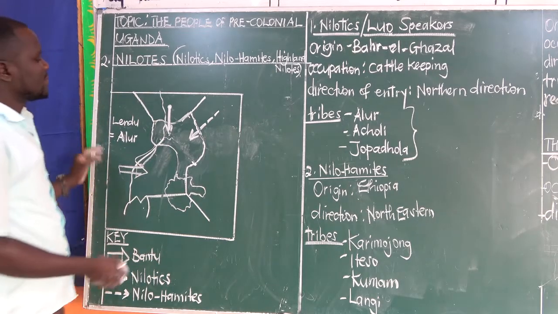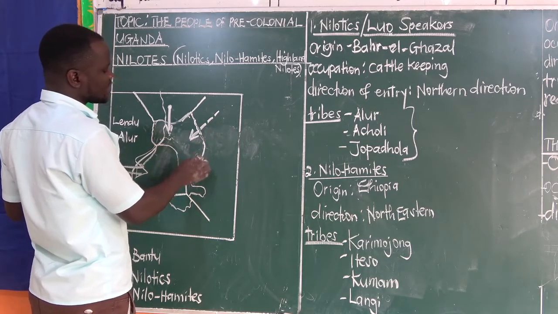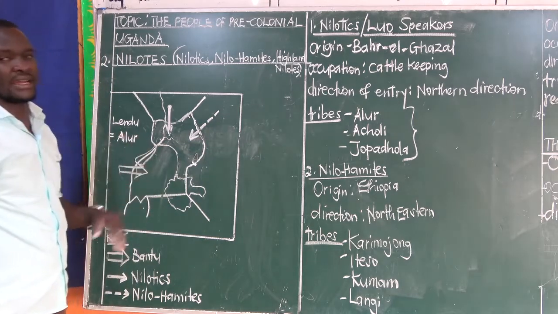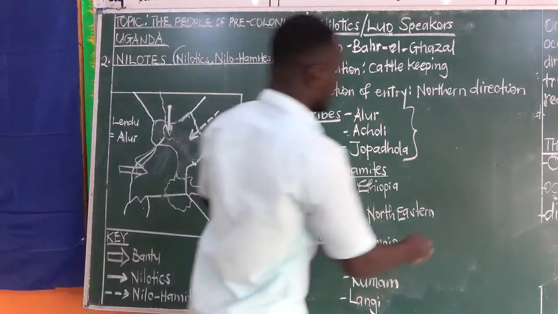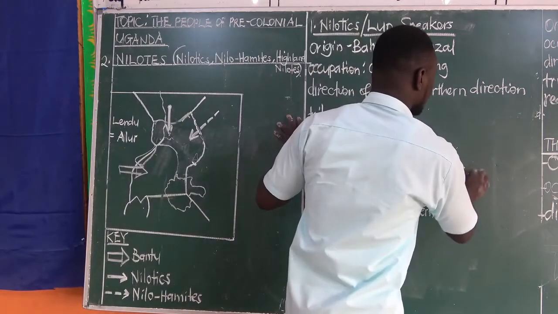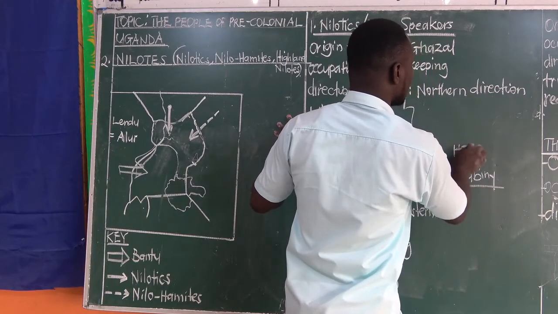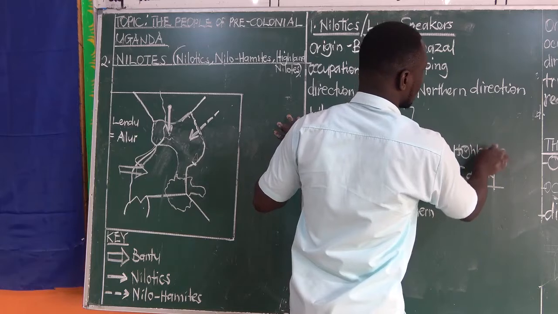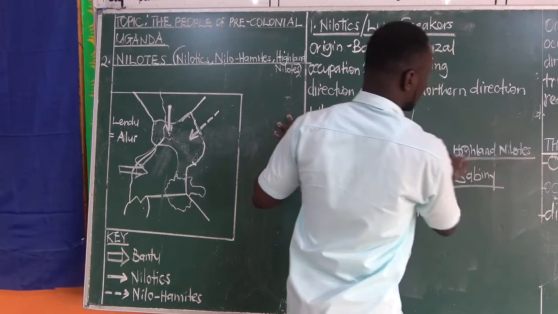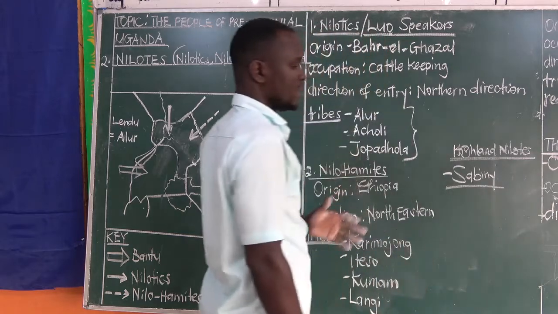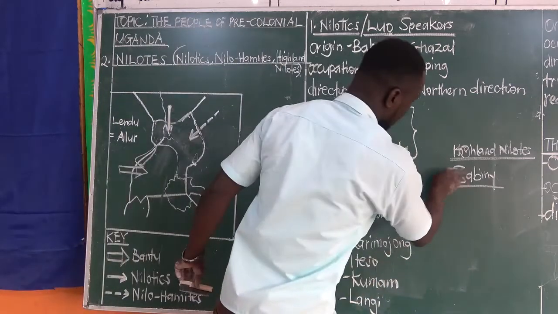And then we have those that came and settled on the slopes of mountains. They are the ones that we call the highland Nilos. Like we have the Sabine. This one is for the highland Nilos. We have the Sabine, who live in Sebei as a sub-region. The people are the ones we call Sabine.